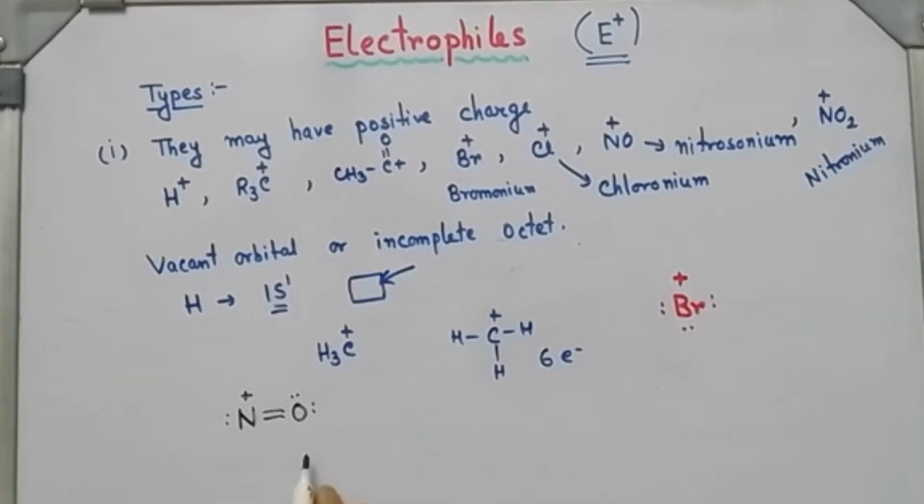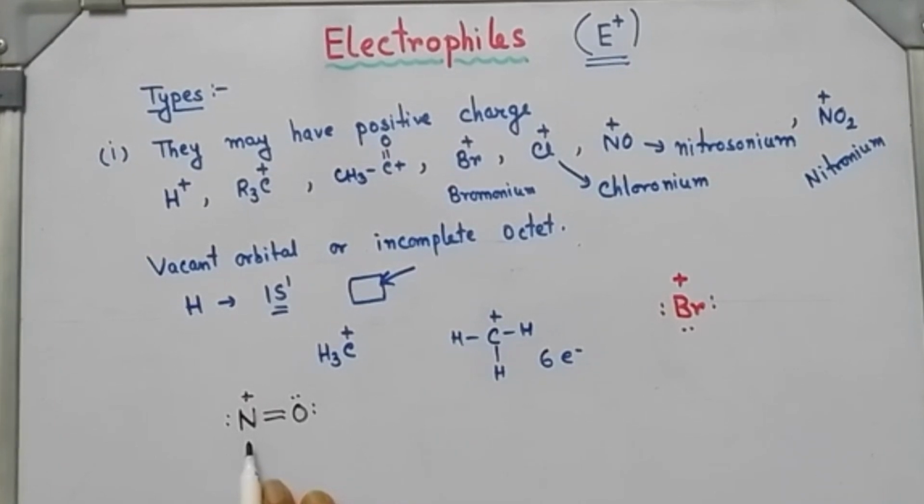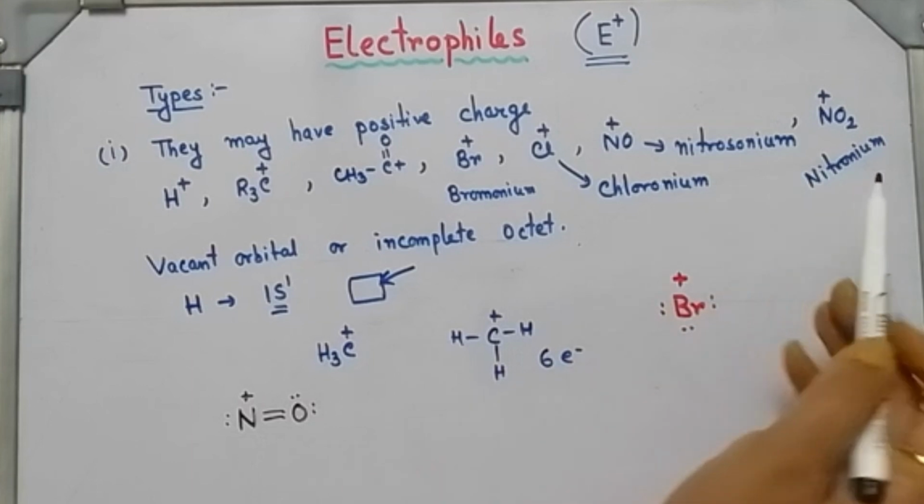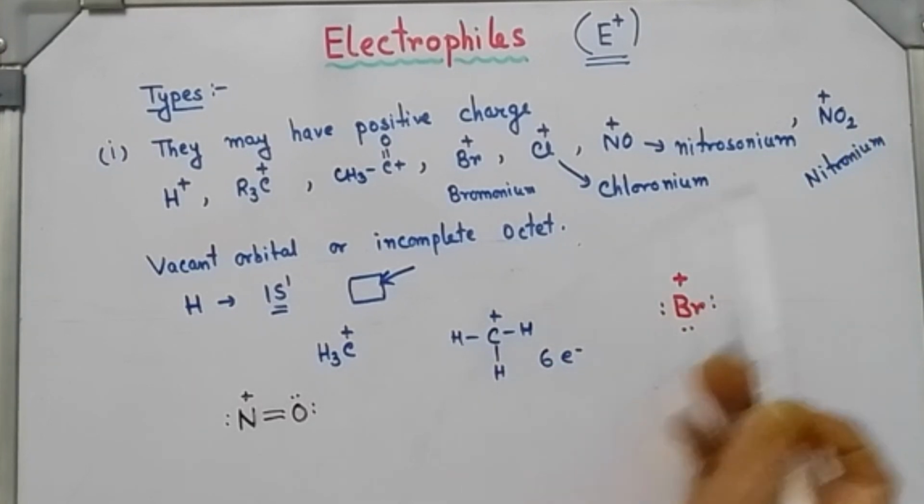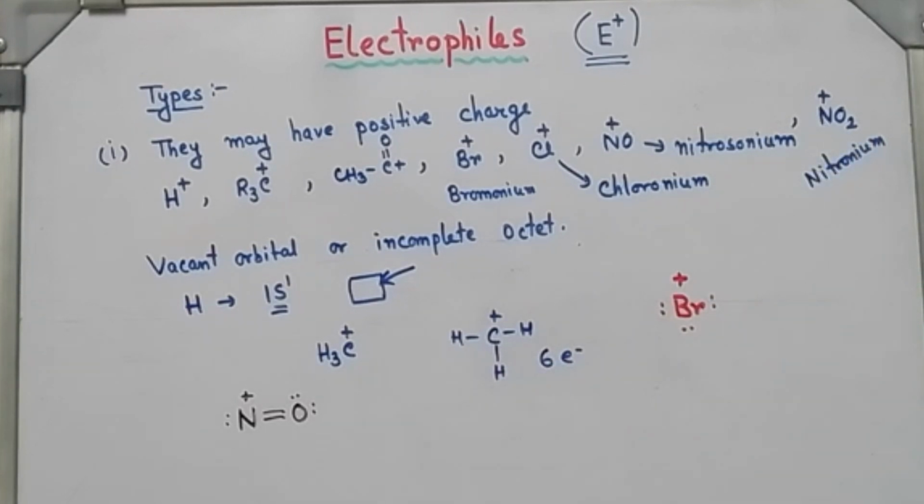Now see in nitrosonium ion, between nitrogen and oxygen, nitrogen is less electronegative. So it is the central atom. So central atom is having positive charge and also here incomplete octet is there. 1, 2, 3, 4, 5, 6. Or you can say this nitrogen is having vacant orbital. That's why it is acting as electrophile. In nitronium also central atom nitrogen is having positive charge. It is acting as electrophile.